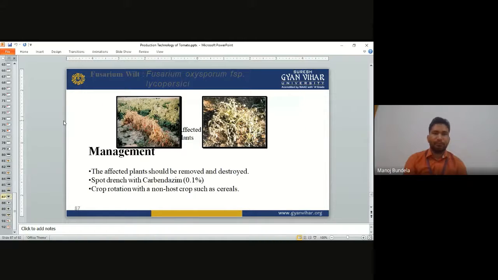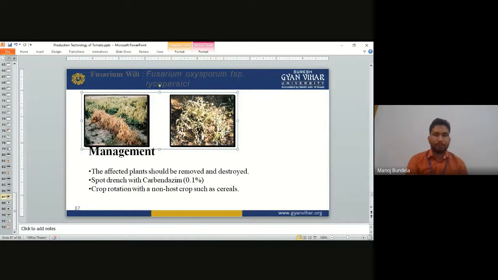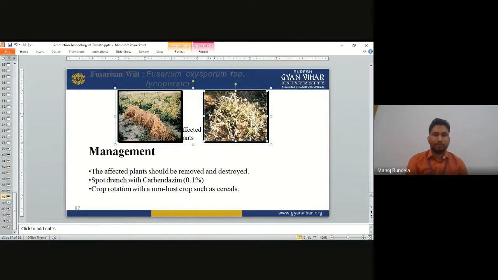Fusarium wilt, Fusarium oxysporum. You can see the symptoms in the affected plants: drying of the complete plant will start. You can see in this, the drying of the complete plant has started in Fusarium wilt, leading to complete destruction of the plant.